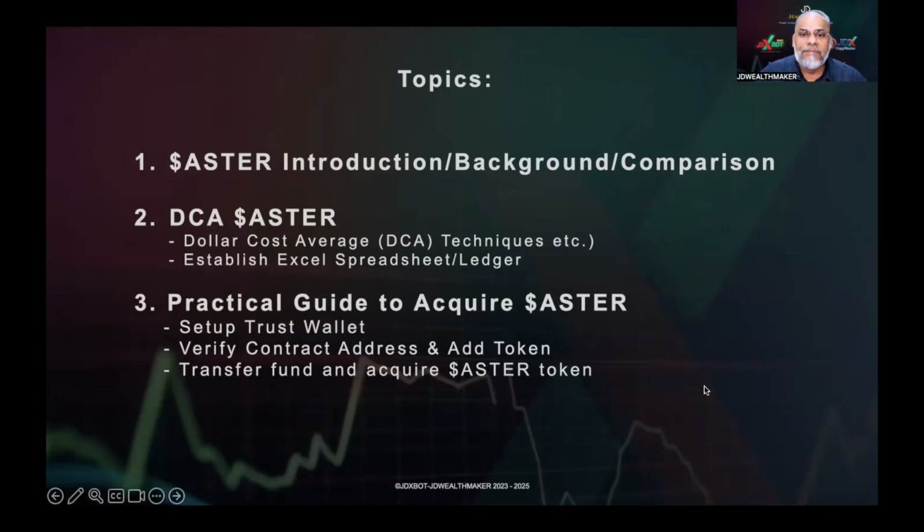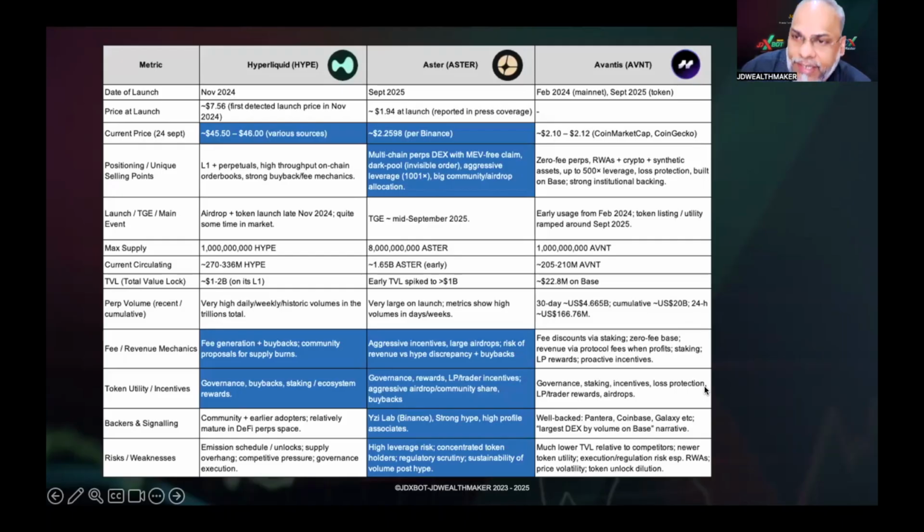Now, first thing first is the comparison. As I mentioned to you earlier, we already have a few other DEX exchanges. One of the first ones that actually came up with this is Hyperliquid. I think most of you would have already heard of Hyperliquid. Hyperliquid's market cap has already hit about 40 to 50 billion. Currently the price is coming down, so the market cap is actually dropping.